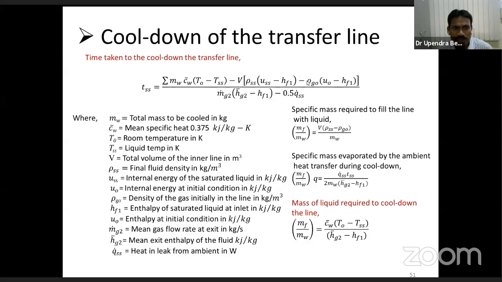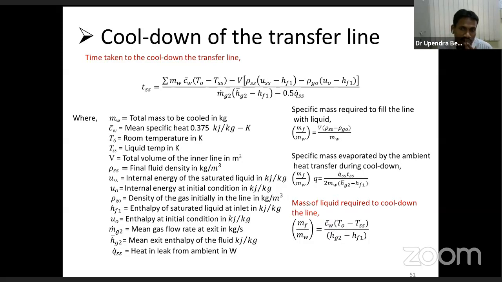Rho G0 is the density of the gas initially in the line, and then U0 minus HF by mg2, that is the mean gas flow rate at the exit, multiplied by the mean exit enthalpy of the fluid minus the enthalpy at the inlet, minus this mg multiplied by exit2 bar minus hf1, then minus 0.5 QSS, where QSS is the heat in-leak from the ambient. So from that one can find out the time needed to cool down the transfer line from ambient to the operating or steady state condition, or the temperature of the inlet fluid. And also the mass of liquid required to cool down can be found out from this equation.